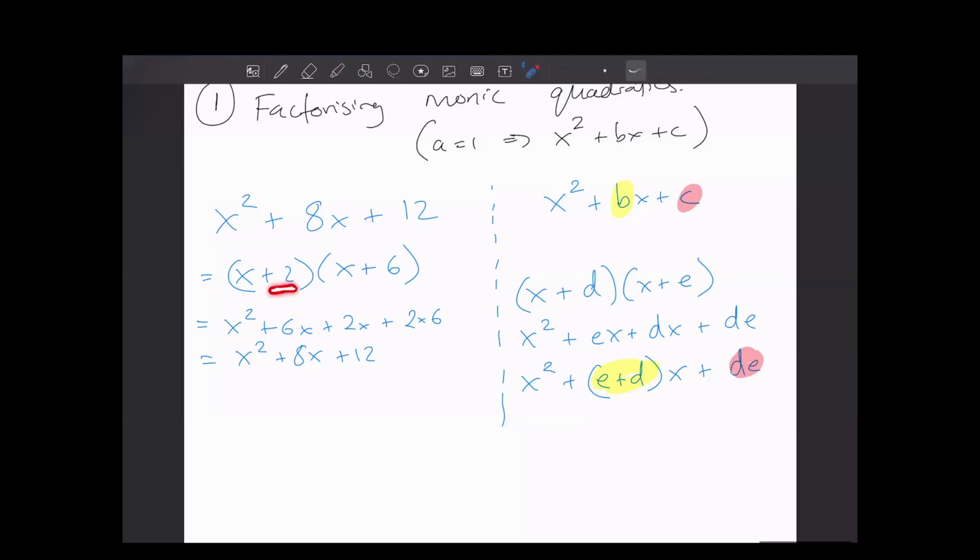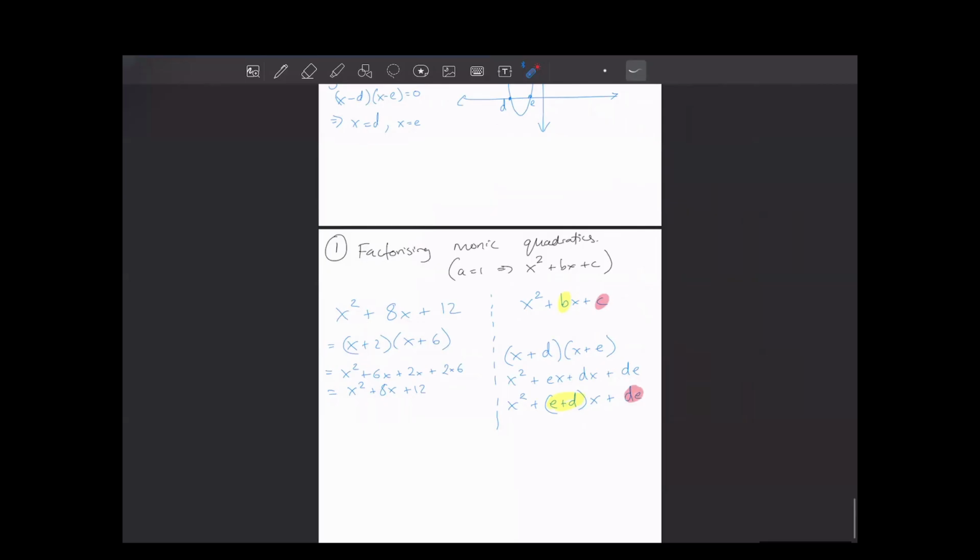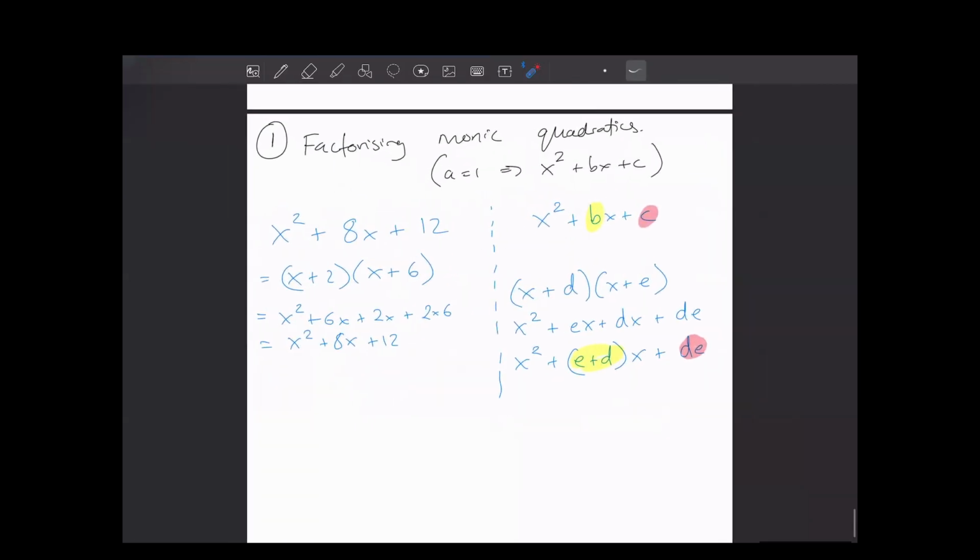We're looking for two numbers that do what? Two numbers that add to give the b number here, and two numbers that multiply to give c. And that's where that condition comes from. Because when you find two numbers that add to give the middle and two numbers that multiply to give the outside, you will always be able to factorize it like this. Does that make sense? Yeah. Sweet. Okay, so that is factorizing monic.